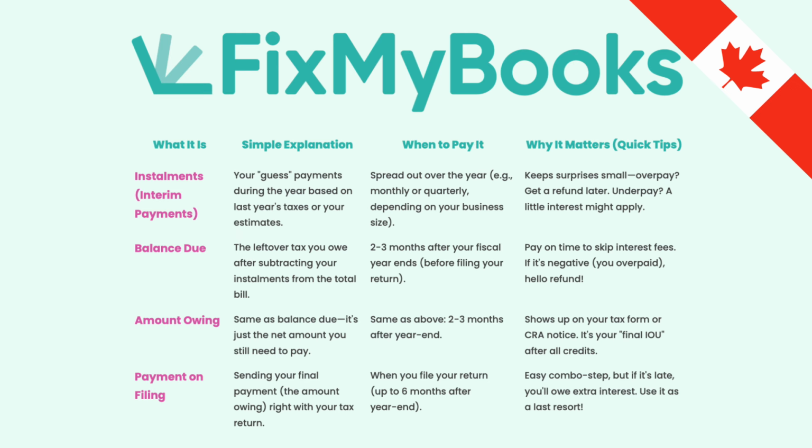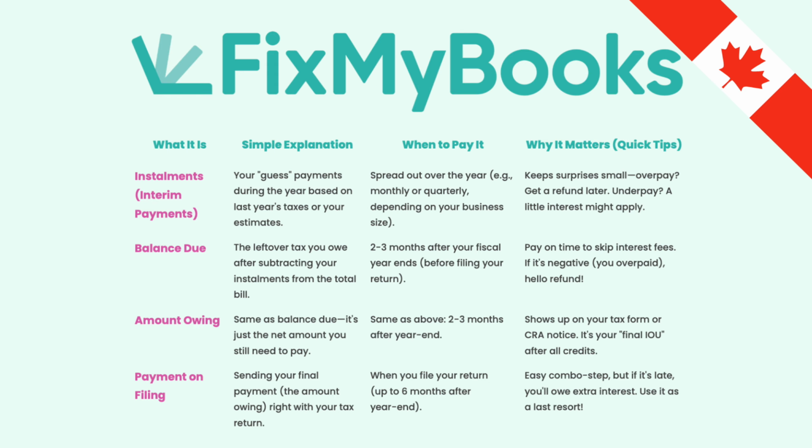Okay, last, payment on filing. This is where you file and pay at the same time. Let's say your accountant files your corporate tax return today. He tells you, hey, pay this balance owing, then you pay right away. That's payment on filing. When you file your return, you pay right away. And most people do this because they just don't want to think about it anymore. If the accountant says this is what you owe, then they'll just pay it and it's done.